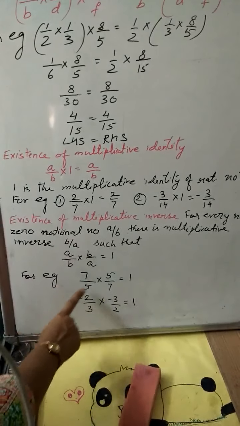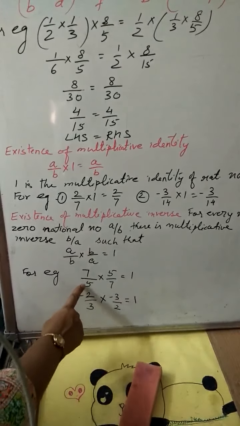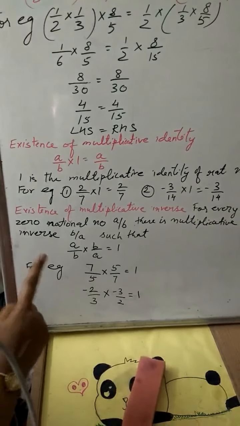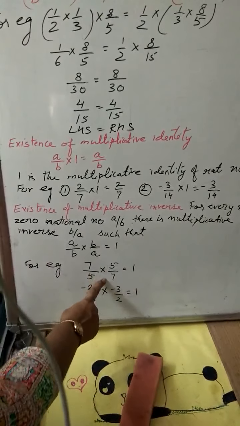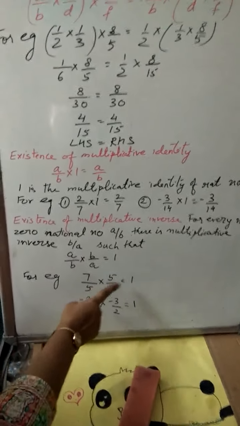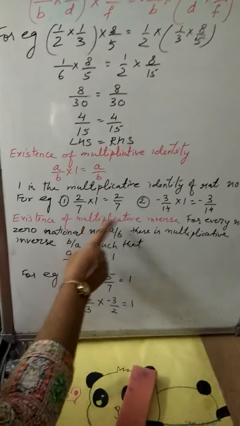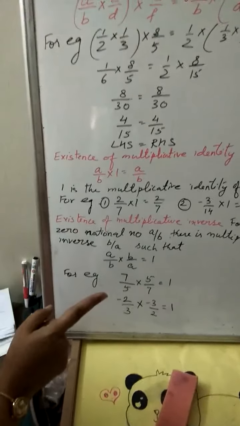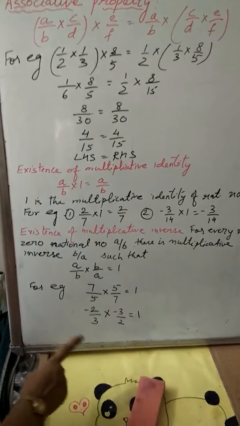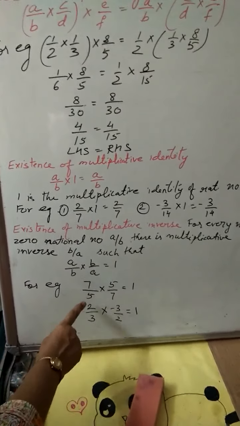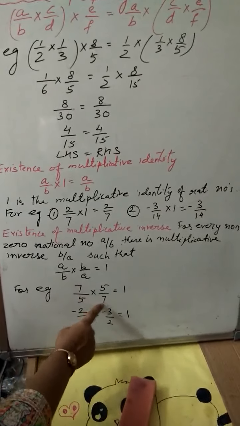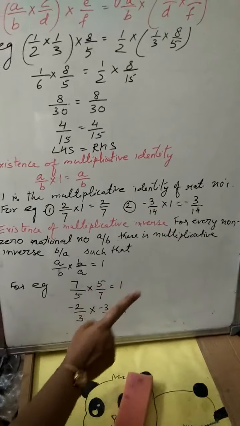So for example, 7 by 5. What is the reciprocal of 7 by 5 if I ask? The answer should be 5 by 7. Why? Because when you multiply a number by its reciprocal or multiplicative inverse, the product is always 1. Let me tell you, reciprocal of a number and multiplicative inverse are the same thing, so don't get confused. When you multiply 7 by 5 into the multiplicative inverse of 7 by 5, that is 5 by 7, the product will be 1.